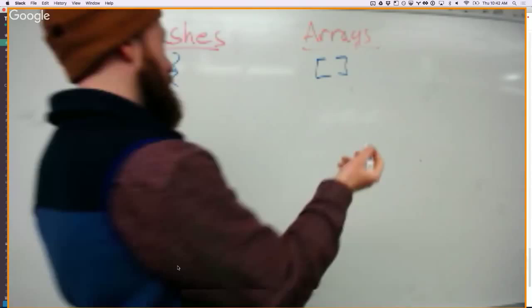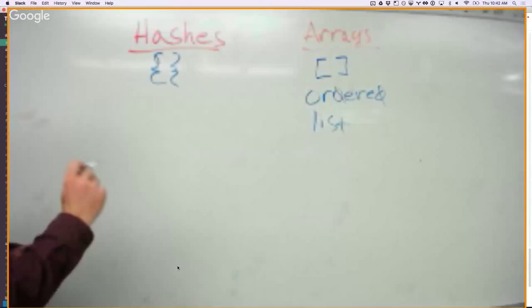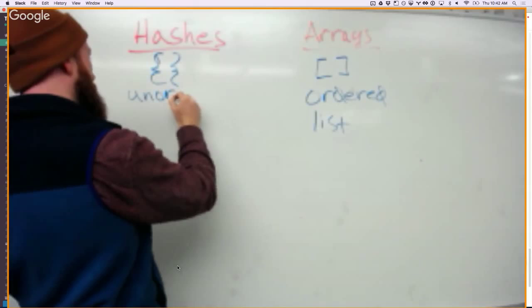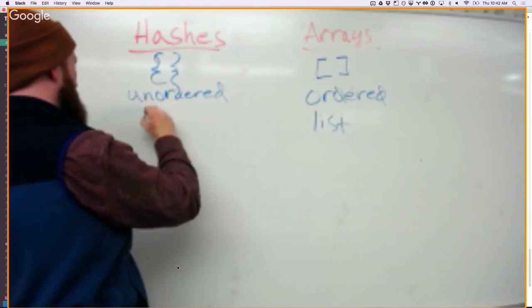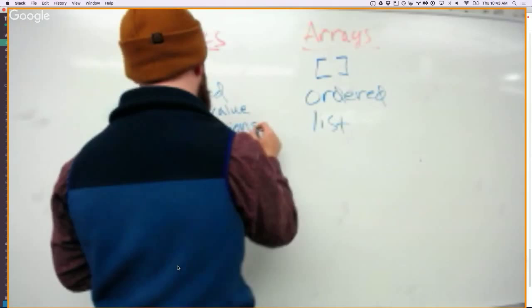To capture a couple of these other things we said: an array is an ordered list. A hash is generally assumed to be unordered, and we'll talk a little more about that in a bit. Unordered, and we would say it's an association. It associates keys and values.